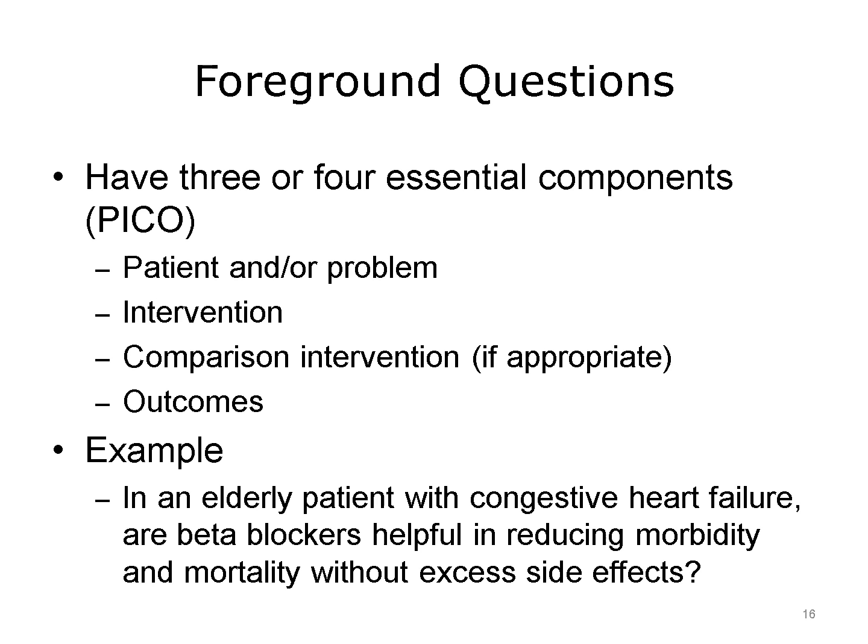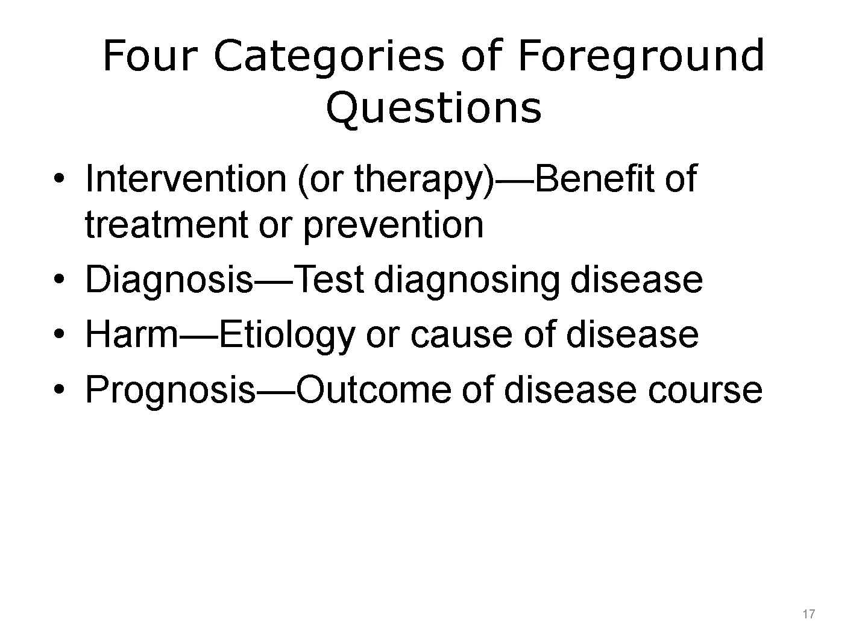Here is an example of a foreground question. In an elderly patient with congestive heart failure, where the heart is not pumping as strongly as it could, are beta blockers, which are a type of drug, helpful in reducing morbidity and mortality without excess side effects? Most clinical questions fall into one of four major categories of foreground questions: intervention, diagnoses, harm, and prognosis.